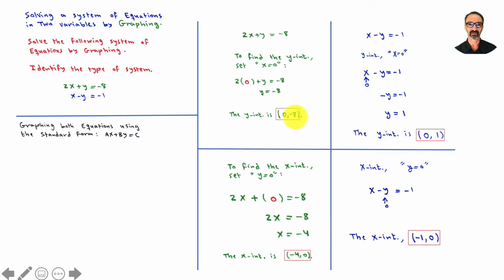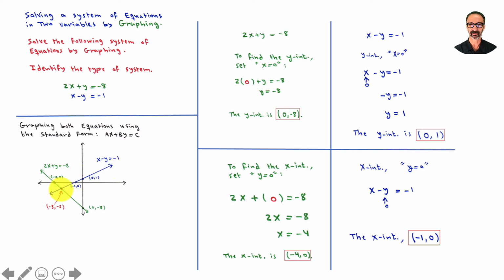Now we know the intercepts for both equations. Here's the graph. For the green one, 0, negative 8 is down here. Negative 4, 0 is to the left. Mark this point, and connect them. For the blue line, or the blue marker here, I have the second equation, x minus y equals negative 1, 0, 1 here, and negative 1, 0, the x-intercept. Mark them, connect them, and look for the intersection point.